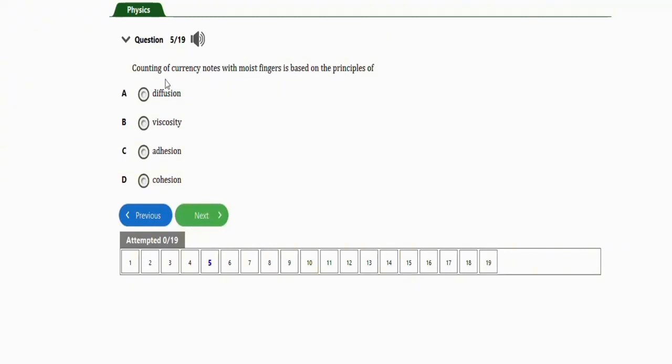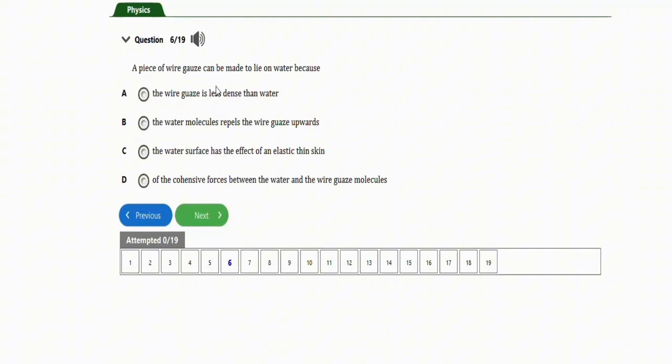It says, counting of currency notes with moist fingers is based on the principle of. The correct option to this question is option C, adhesion. Alright, adhesion is a force of attraction between molecules of different substances, whereas cohesion is the force of attraction between molecules of the same substance. So let's go to the next question, which is this one.